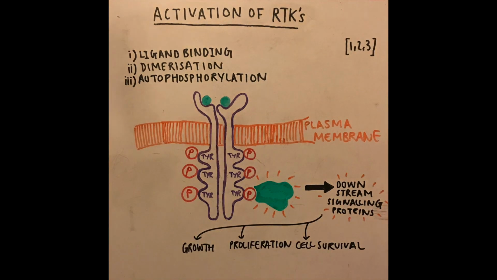An example of this is when the VEGF ligand binds to a tyrosine kinase receptor, the downstream effects of which cause new blood vessel growth. This is just one of the many examples that use receptor tyrosine kinases.